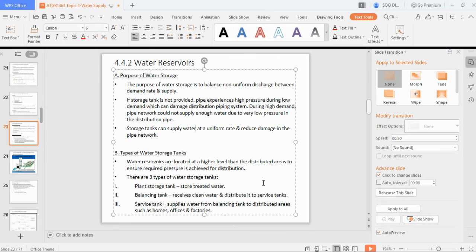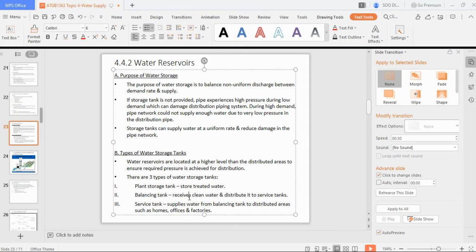So we have different types of water storage tanks, and there are three types. One of them is the plant storage tank, which is to store the treated water. Then the balancing tank receives the clean water and distributes it to the service tank, and finally we have our service tank. A service tank is to supply water from the balancing tank to distributed areas such as homes, offices, and factories. The first one, the plant storage tank, is found at the water treatment facility.